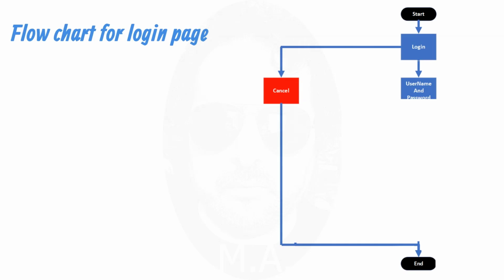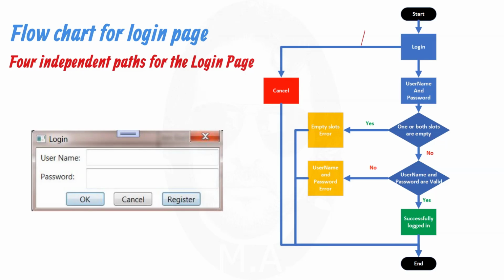Now we need to draw the flow chart for the login page. We have four independent paths. The first path is when the user clicks the cancel button on the login dialog. The second path is when the user clicks the OK button with an empty username field or empty password field or both. The third path is when the user clicks the OK button with at least one wrong entry. The fourth path is when the user clicks the OK button with both correct username and correct password.